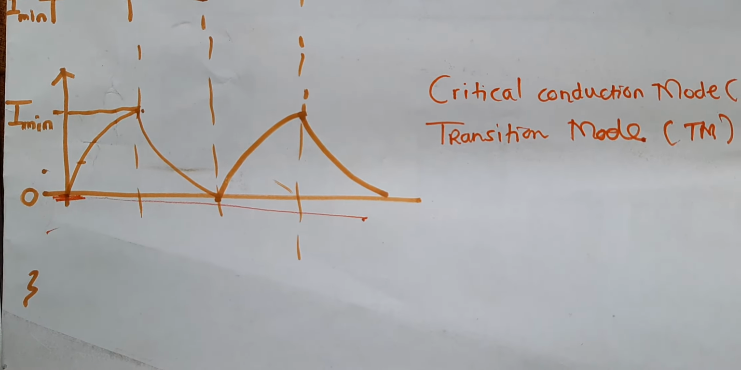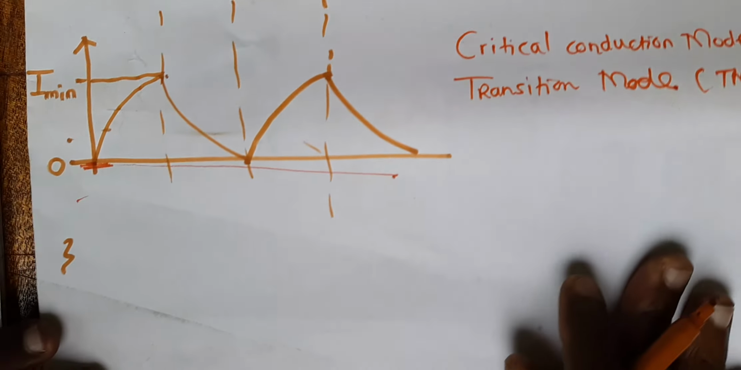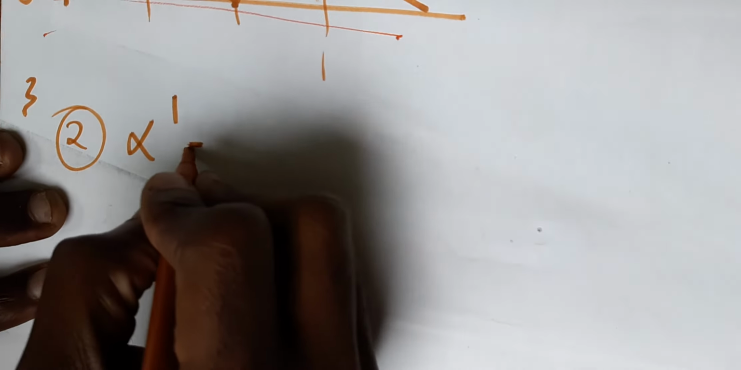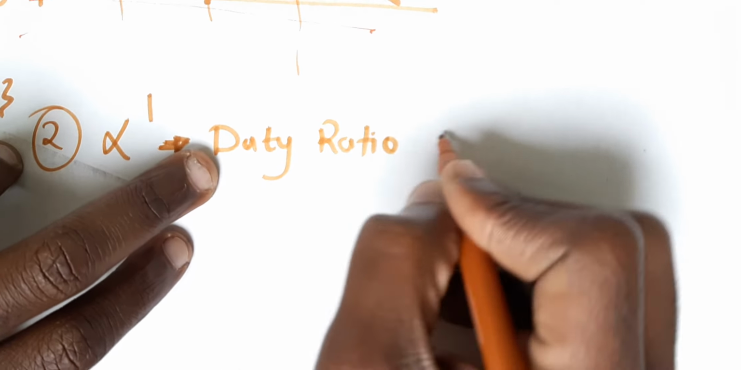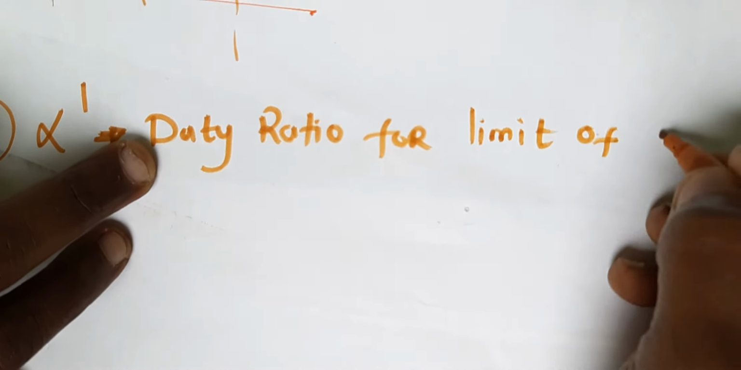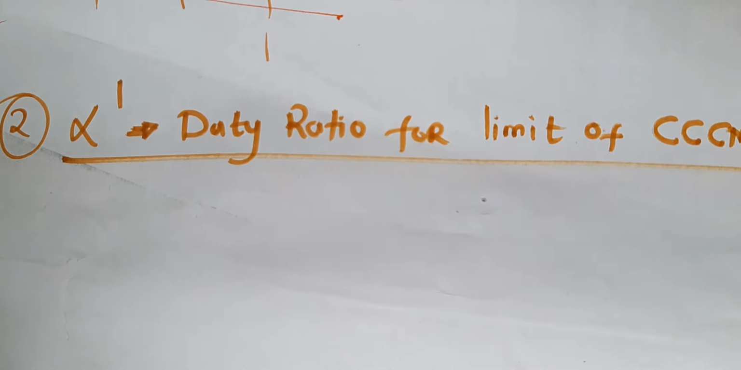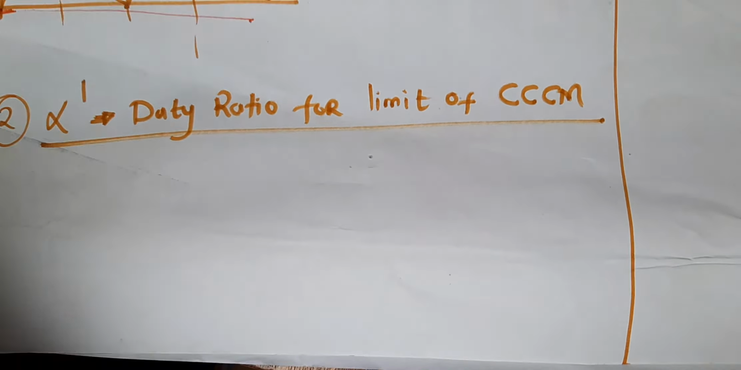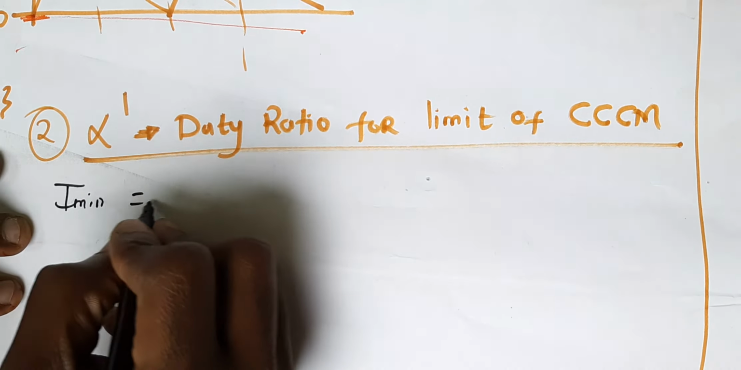So the other method of establishing the mode of operation is by calculating the duty cycle, by calculating alpha prime, which is the duty ratio for the limit of continuous current conduction. Okay, so how do we calculate this? First, we know that the limit of continuous current conduction is when I min is 0.